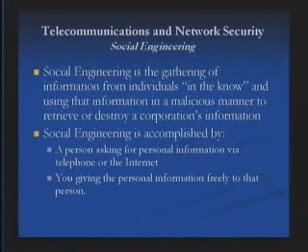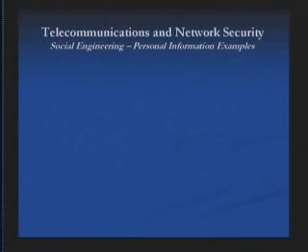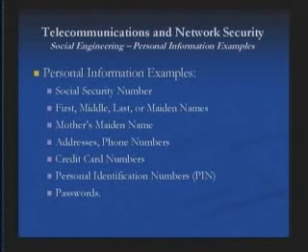Social engineering then is accomplished by a person asking for personal information via the telephone, internet, and you giving the personal information freely to that person, not suspecting that they are not authorized requesters of that. Let's look at some examples here. Personal information examples might be your Social Security number. People are deceived all the time into giving their Social Security numbers away on the telephone because they think they're talking to somebody who's authorized to have it, but they aren't. They aren't the good guys you think they are. They're the bad guys pretending to be the good guys.